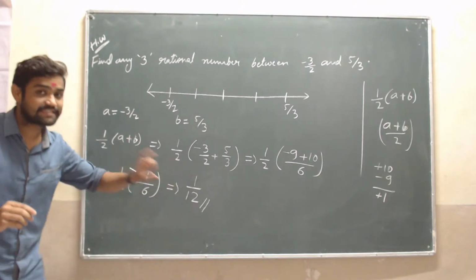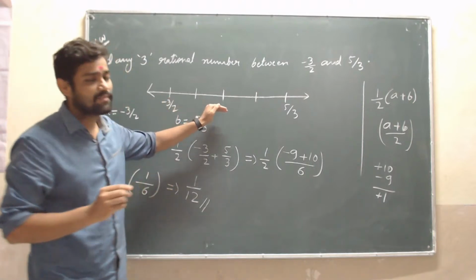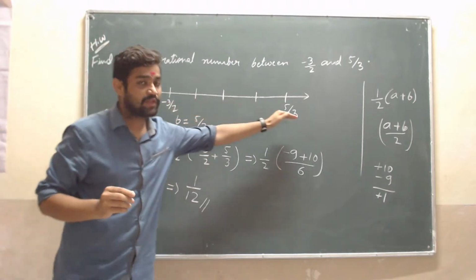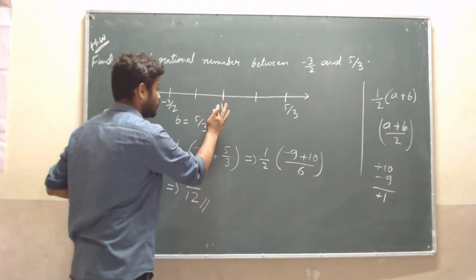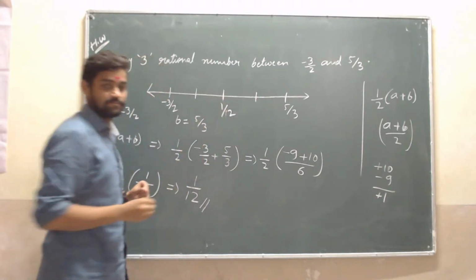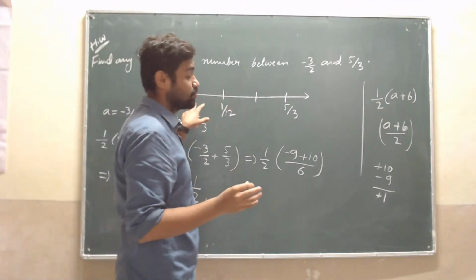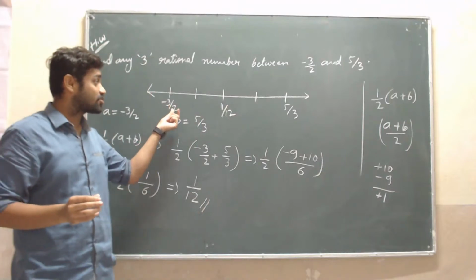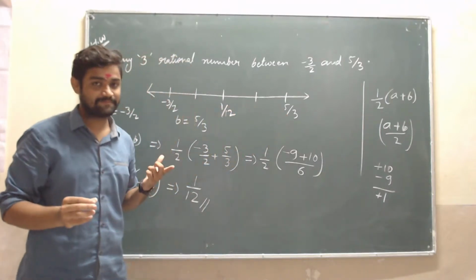This 1 by 12 is the first rational number between -3 by 2 and 5 by 3. Then we have to find the other two between -3 by 2 and 1 by 12, and between 1 by 12 and 5 by 3.